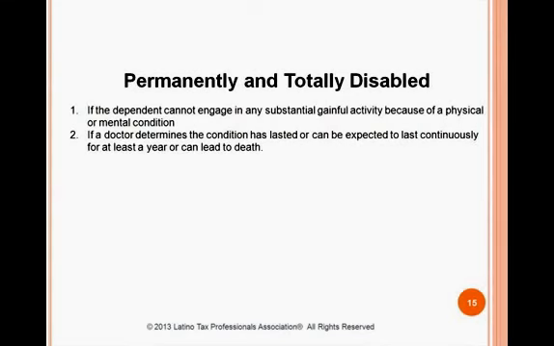Now, if the dependent cannot engage in any substantial gainful activity because of a physical or mental condition, and if a doctor determines the condition has lasted or can be expected to last continuously for at least a year or can lead to death, this would allow, under tax law, you to continue to claim the dependent as your dependent, and you can qualify for most applicable credits. Very important to keep that in mind. It must be something a doctor has determined and not you choosing to determine, and you must still provide more than 50% of their support.